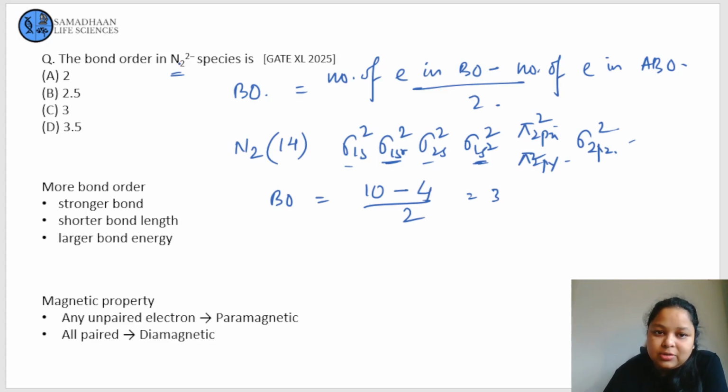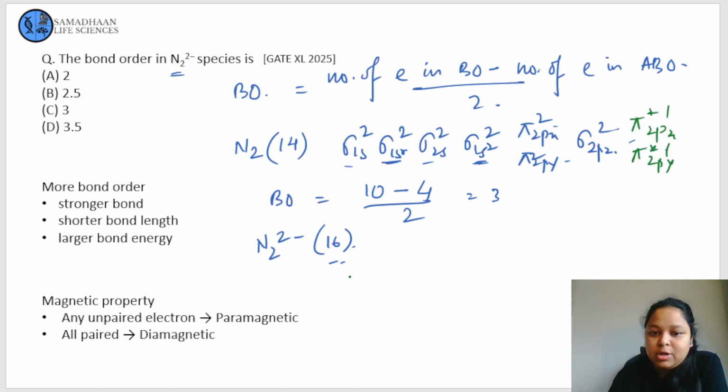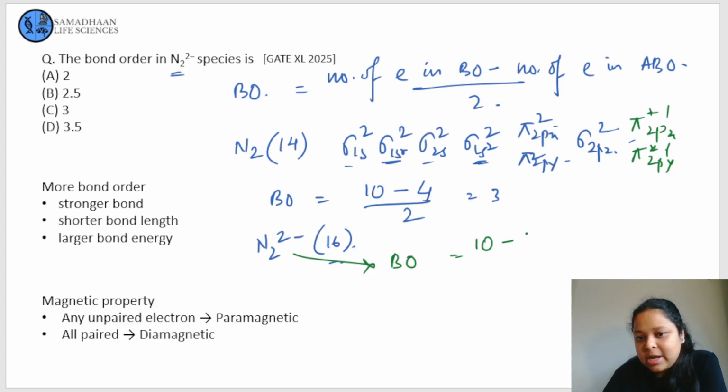Nitrogen molecule. Now in the question we have N2 2 minus, so 2 extra electrons. So this part remains the same. We only add to the next molecular orbitals, which are antibonding pi orbitals, and 2 extra electrons go here 1 and here 1. So the bond order for N2 2 minus would be: the number of electrons in bonding orbitals remains the same, but in antibonding there are 2 extra electrons, so 6 divided by 2, so 2. So the correct answer is A.